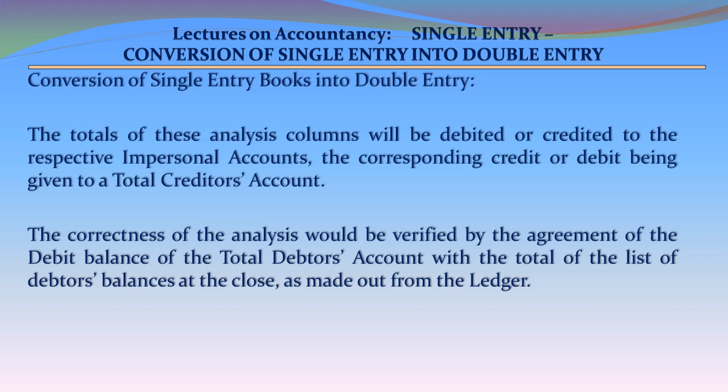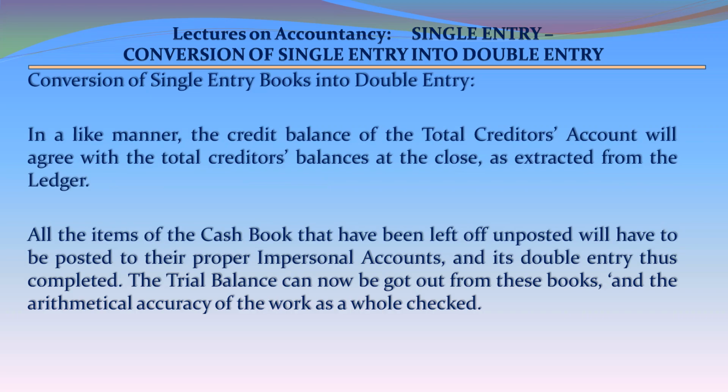The correctness of the analysis would be verified by agreement of the debit balance of the total debtors account with the total of the list of debtors' balances at the close as made out from the ledger. In a like manner, the credit balance of the total creditors account will agree with the total creditors' balances at the close as extracted from the ledger. All the items of the cash book that have been left unposted will have to be posted to their proper impersonal accounts and the double entry thus completed. The trial balance can now be got out from these books and the arithmetical accuracy of the work as a whole checked. Now the problem.